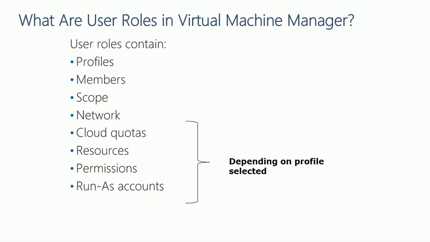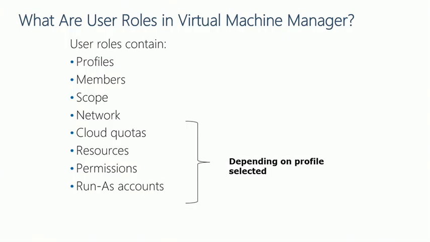Okay, so what is a user role here? Now, basically, a user role contains a collection of settings, and we apply that to a particular user, all built using Active Directory credentials here. So for a particular user role, you could say that they have access to particular profiles or templates, different members, what those users can do, access the network, other resources, other permissions.